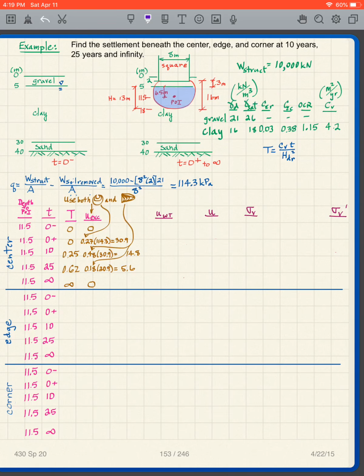Now when we do this, we set up a spreadsheet in this manner. We have the depth of the point of interest, which we already calculated is 11.5. That doesn't change. We have the times that we're interested in. We always do 0 minus, 0 plus, infinity, and then the in-between times. We were interested in 10 and 25. We're doing the same times for each, so this is the center, beneath the edge, and beneath the corner of the building.